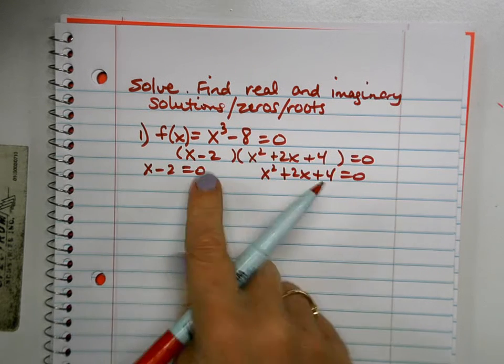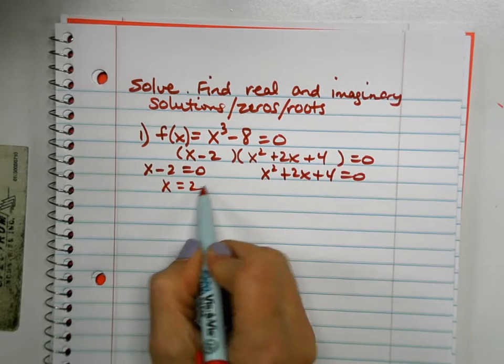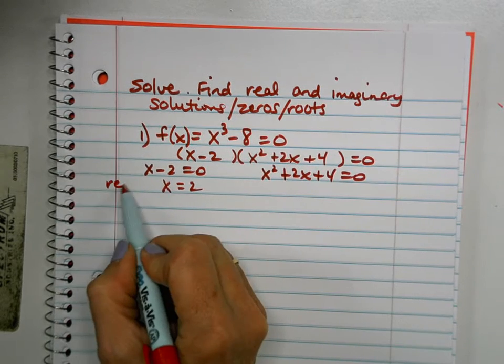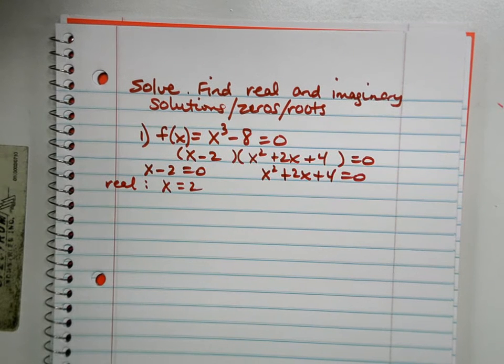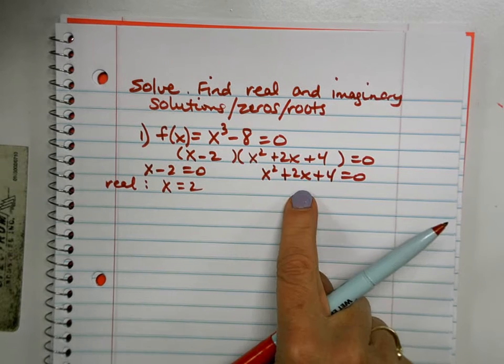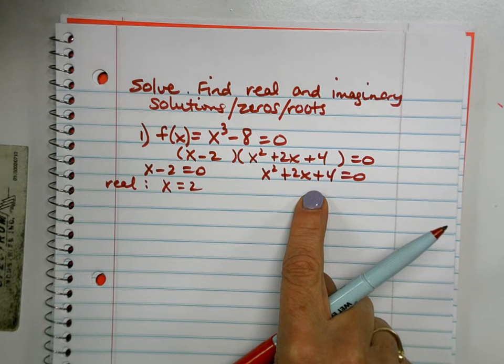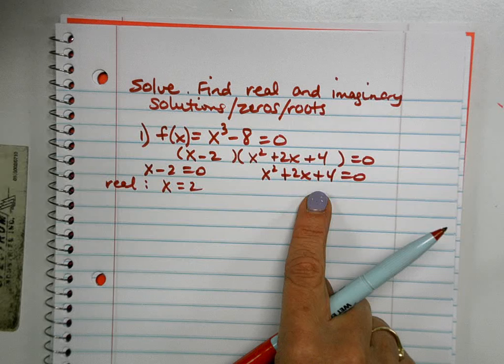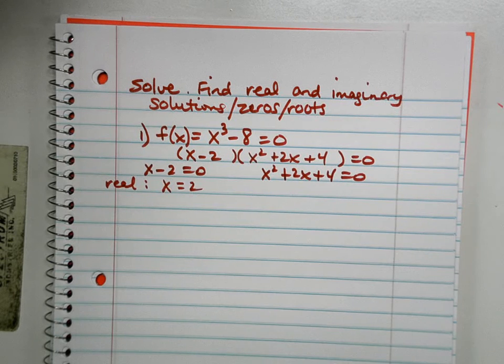Okay? So you'd solve this, x equals 2. That is your real solution. So when it asks for the real solutions, that's the real one. That's the real solution, the real zero, the real root, whatever they ask, however they phrase it. Okay? This one's going to give you the imaginary ones. And guess how we're going to do it? How are we going to solve this? Quadratic formula. This won't ever factor, so don't waste your time. Let's just go right to the quadratic formula.